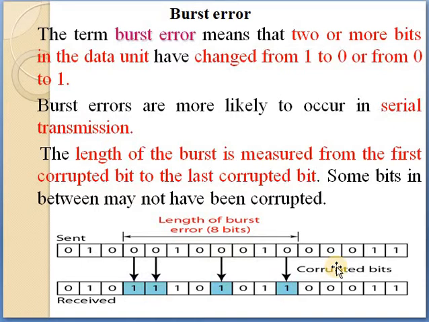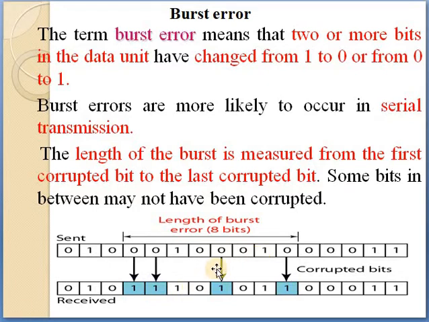In burst error, multiple bits of the binary value change, and the burst errors can change any two or more bits in a transmission. These bits need not be adjacent bits, and burst errors are more likely to occur in a serial transmission.